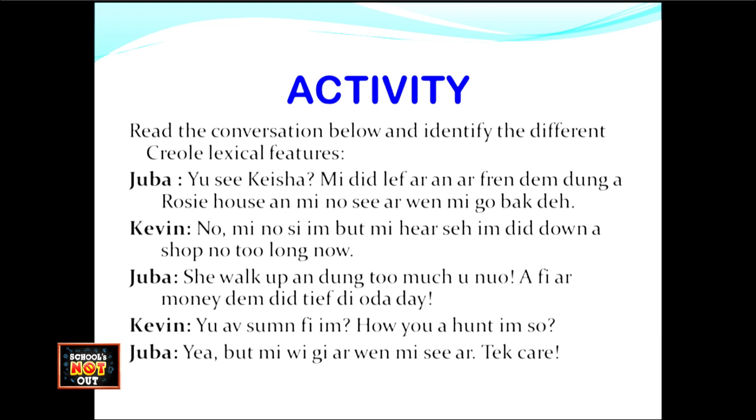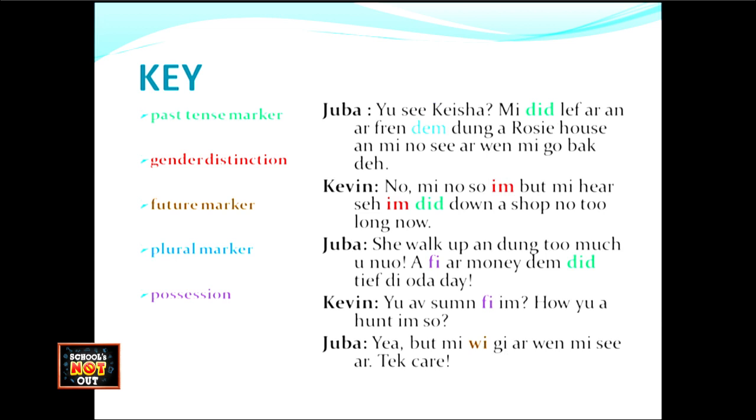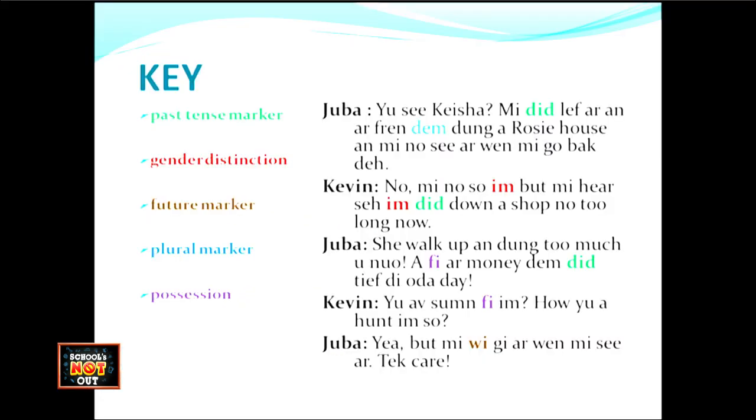Take care. Do we understand the conversation? Now let us see if we can identify those grammatical features. Past tense marker. So this is something happening that has happened. We have me did, him did, them did. So the word did showing past tense. Gender distinction. So it's clear that Juba is looking for Keisha. However, Kevin refers to Keisha as him.